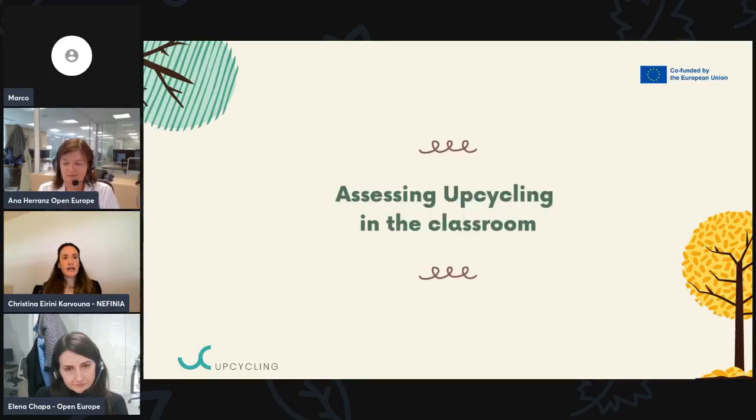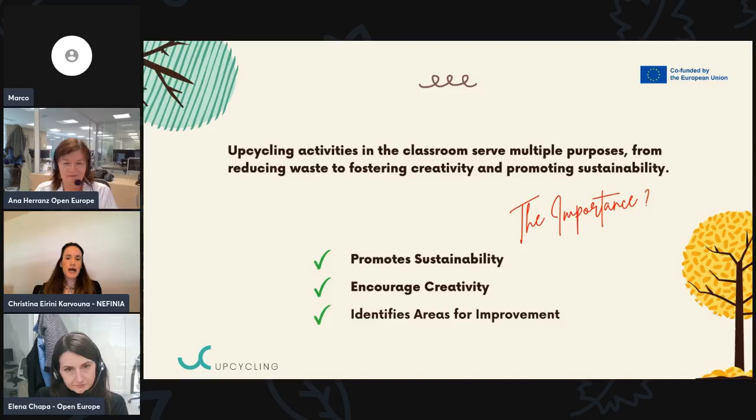Assessing upcycling in the classroom. Upcycling activities in the classroom serve multiple purposes, from reducing waste to fostering creativity and promoting sustainability. For the following reasons, we can highlight the importance. For promoting sustainability, upcycling reduces waste, instilling environmental awareness and responsibility in students. Encourage creativity. Students can express creativity and develop problem-solving skills through upcycling activities, enhancing their academic and personal growth.